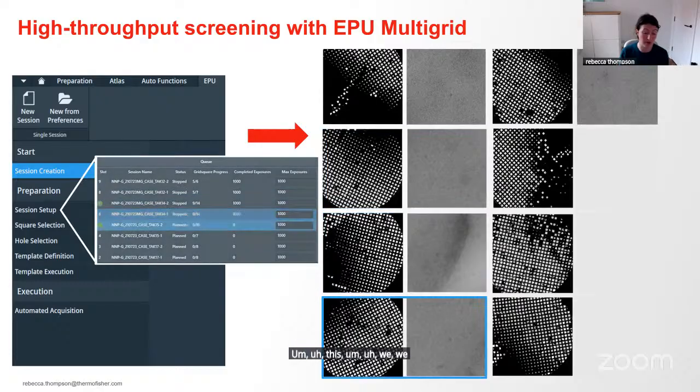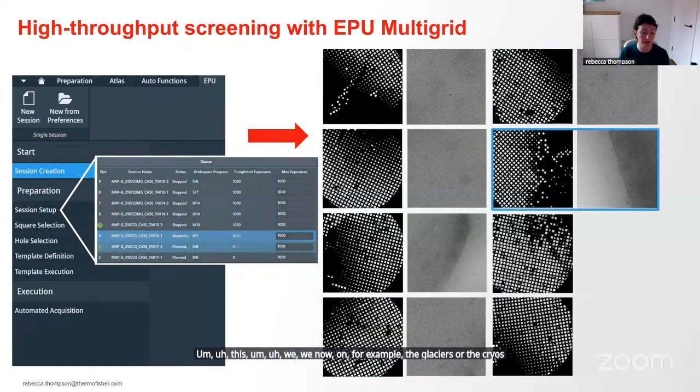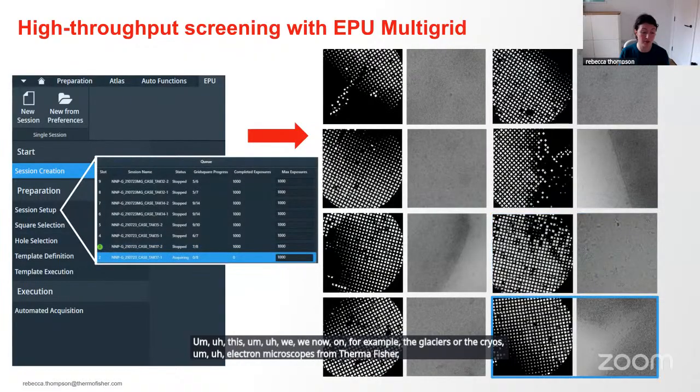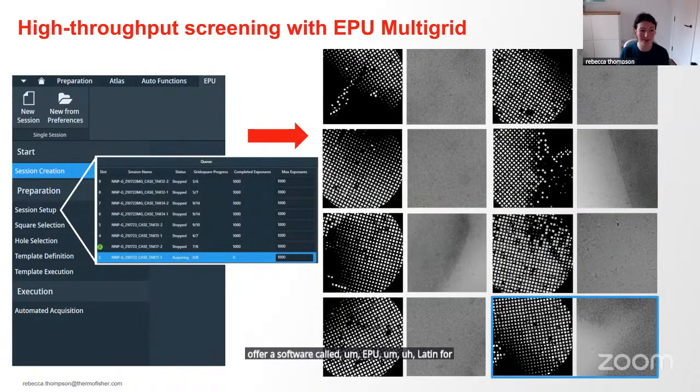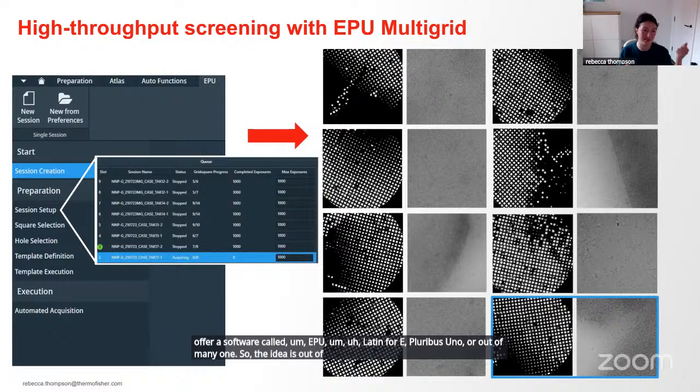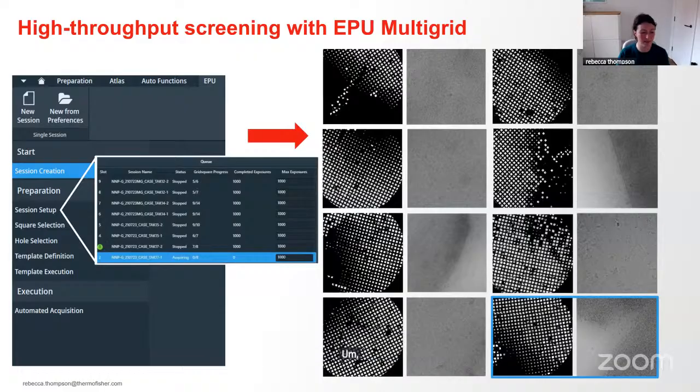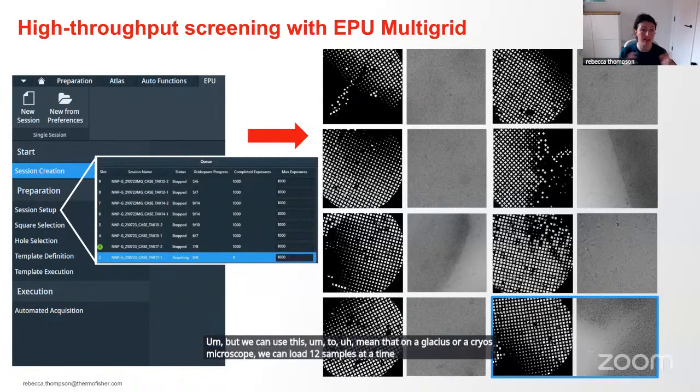We now, on, for example, the Glacios or the Krios electron microscopes from Thermo Fisher, offer a software called EPU. Latin for e pluribus unum, or out of many one. So the idea is out of many individual particles, we get one structure, and I'll talk about that a little bit later. But we can use this to mean that on a Glacios or a Krios microscope, we can load 12 samples at a time, and in a completely automated manner, we can be going in and collecting data on each of those grids.